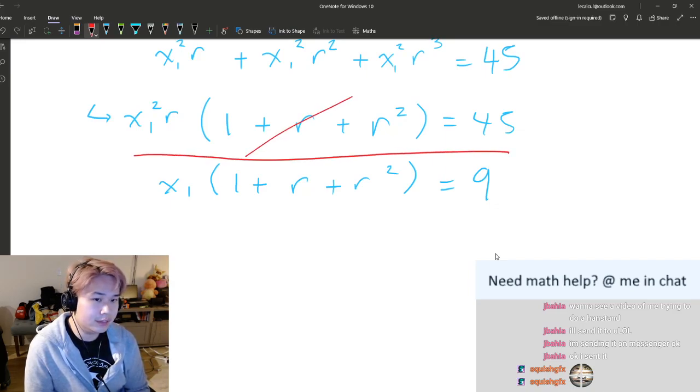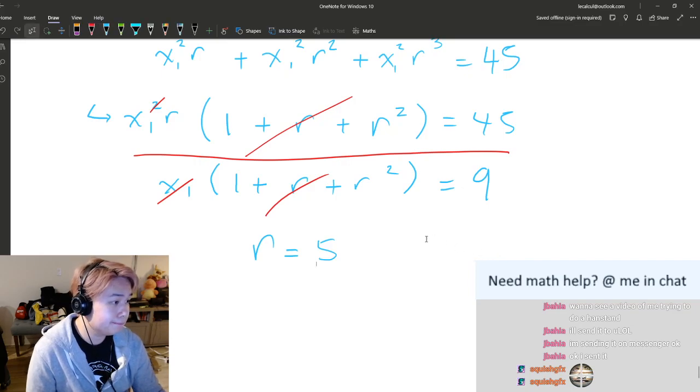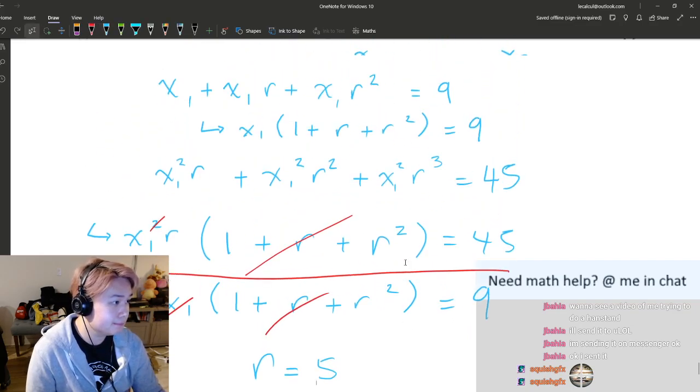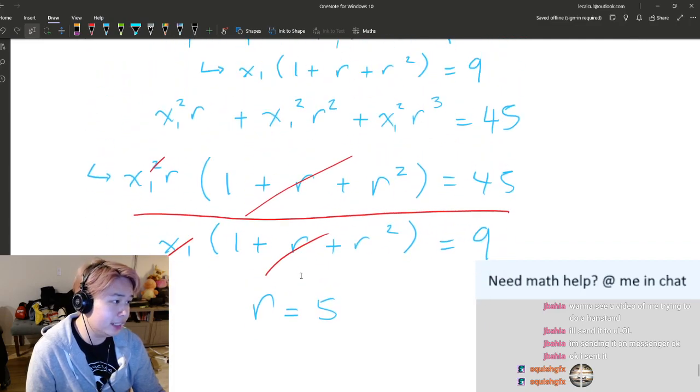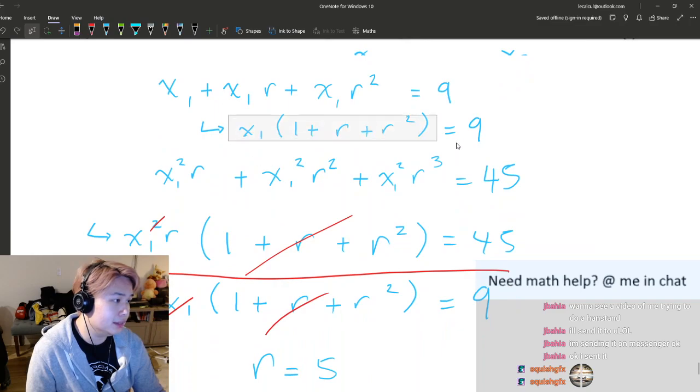And then all of these cancel. One of these x1 cancels. So what you're left with is the ratio is equal to 45 divided by 9, which is 5. And now that you know that the ratio is 5, then you can solve for x1.